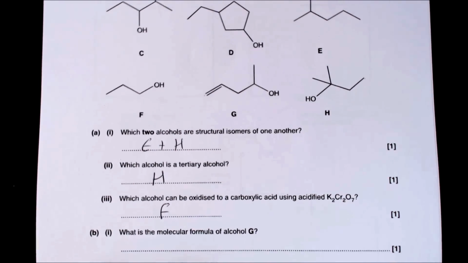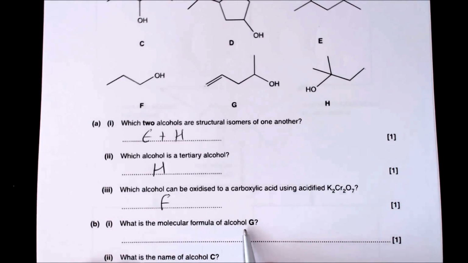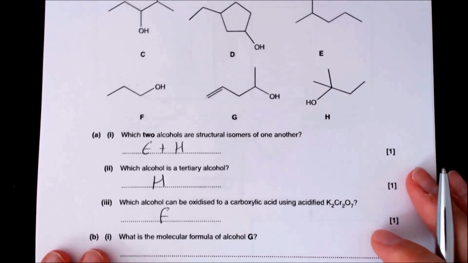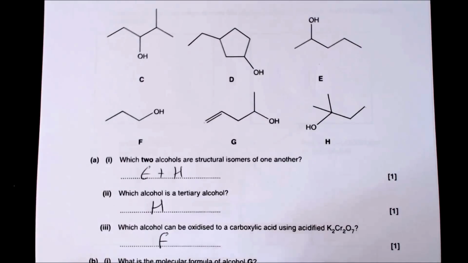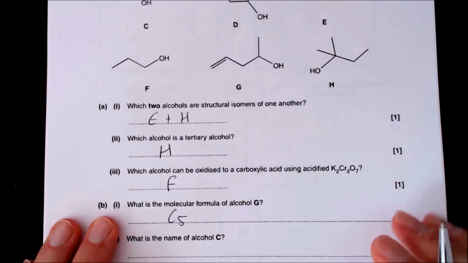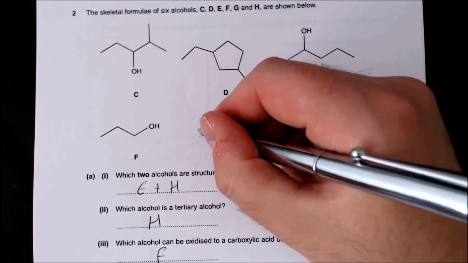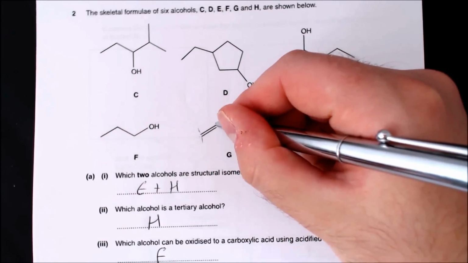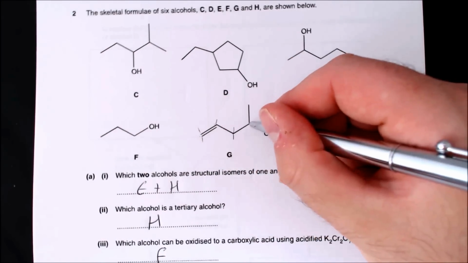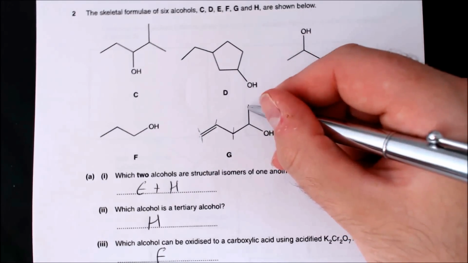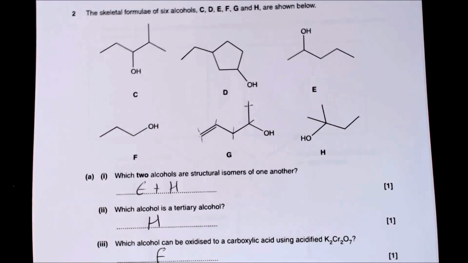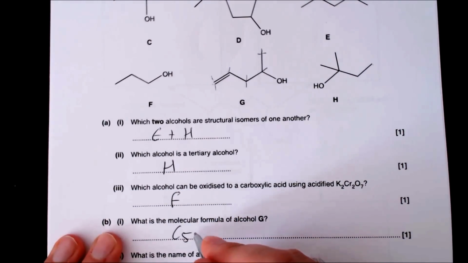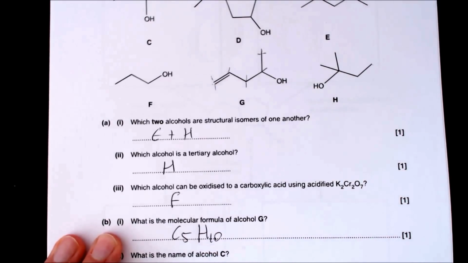Okay, and then it says the next question. It says what is the molecular formula of alcohol G? So if we go back, now you can see we've got 1, 2, 3, 4, 5 carbons there. So that's going to be C5. The number of hydrogens, we should have 2 hydrogens there, which is 1, 2, 3, 4, 5. And we should have 6, 7, 8, 9 there, and we should have 1 sticking out there, which is 10. So that's going to be C5H10. And then obviously we've got our oxygen as well as part of our alcohol.